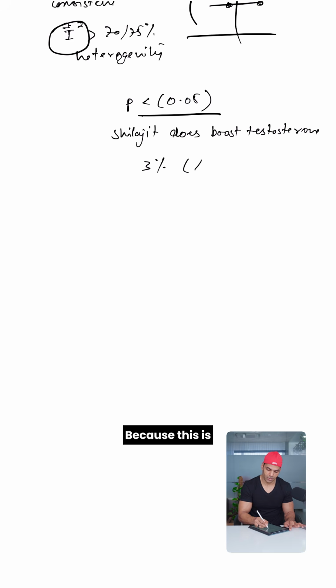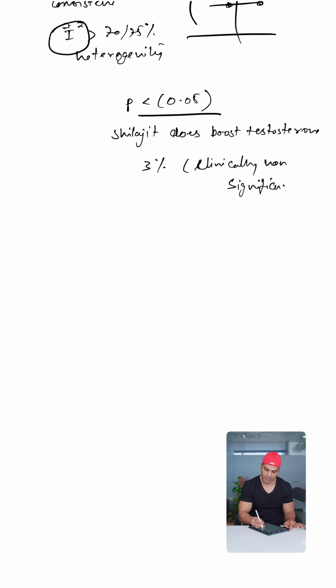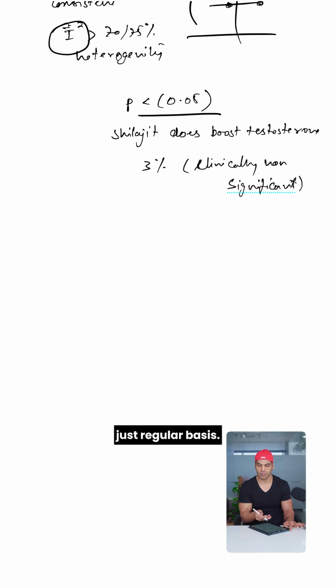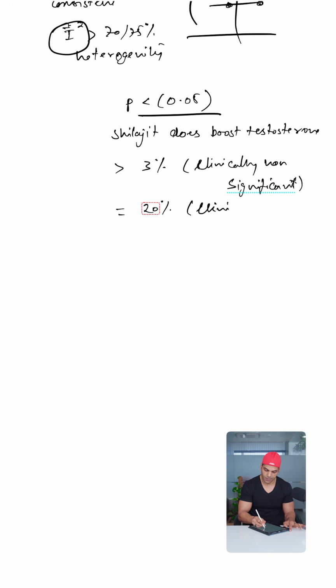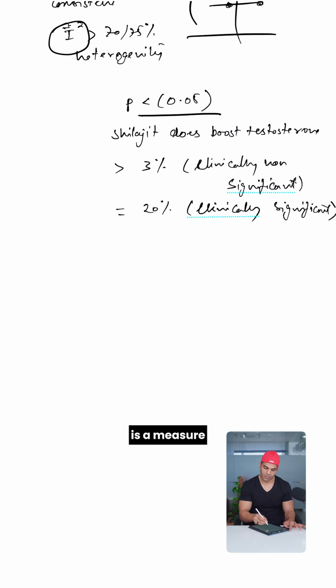3% is peanuts because this is going to be clinically non-significant, because there could be many confounding variables. It could be just regular day-to-day variation, and a 3% increase in testosterone levels is not really much. But if the study were to prove that Shilajit increases testosterone levels by, let's say, 20%, that would be considered clinically significant. So this is basically a measure of effect size.